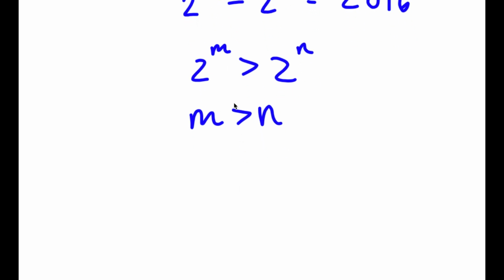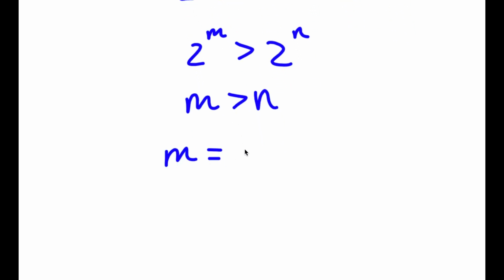So now that I know that m is greater than n, this must mean that m is equal to n plus some number k. So k is just a constant, some number.